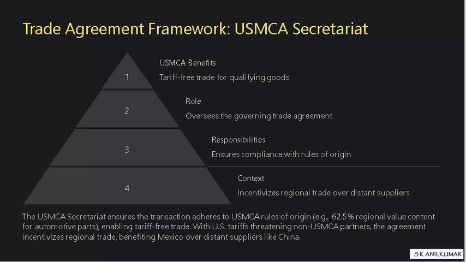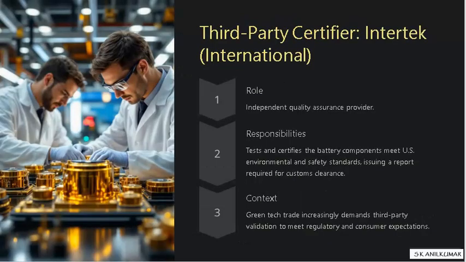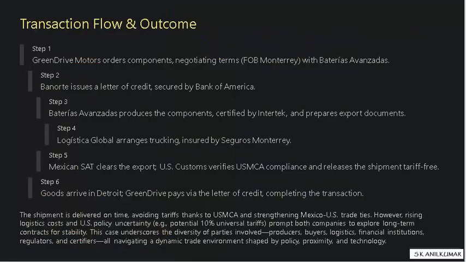Then comes a third party certifier. Who is a third party certifier? The third party certifier is Intertech. What they will do, they will inspect the quality and they will assure that the goods are as per the specifications required. They will test, they will certify. This is required because US environment has certain regulatory requirements and safety standards, and so this entity will issue a certificate or a report that will meet the requirements to clear the goods into the US, saying this is environment friendly from their angle. So GreenTech has to meet this demand because of a validation requirement to ensure the compliance with the local regulation. Now let us look at how the transaction will flow.